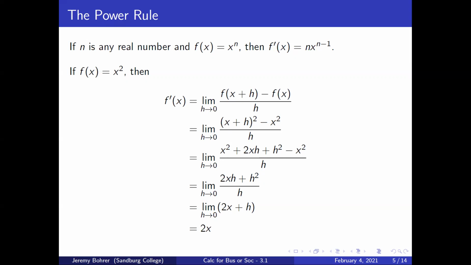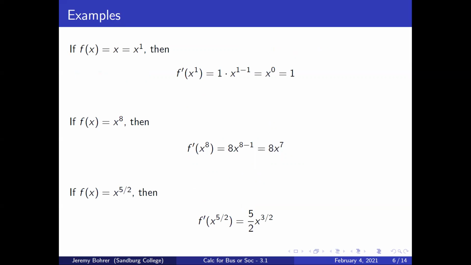which equals 2x. So if f of x equals x, that's x to the first power. So f prime of x equals 1 times x to the 1 minus 1, which is x to the 0, which is 1. If f of x equals x to the 8th, then f prime of x equals 8 times x to the 8 minus 1, which is 8x to the 7th power. And if f of x equals x to the 5 halves, then f prime of x equals 5 halves times x to the 3 halves.